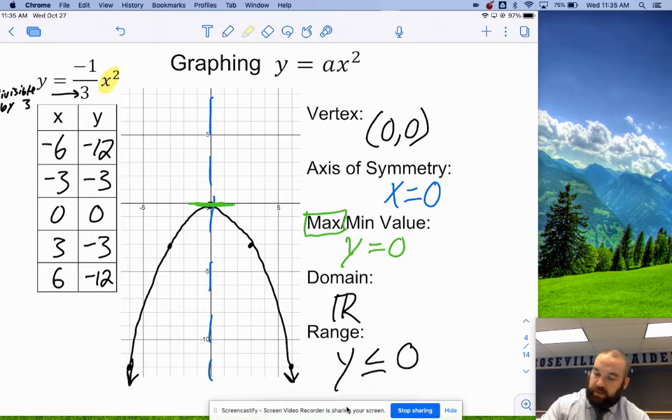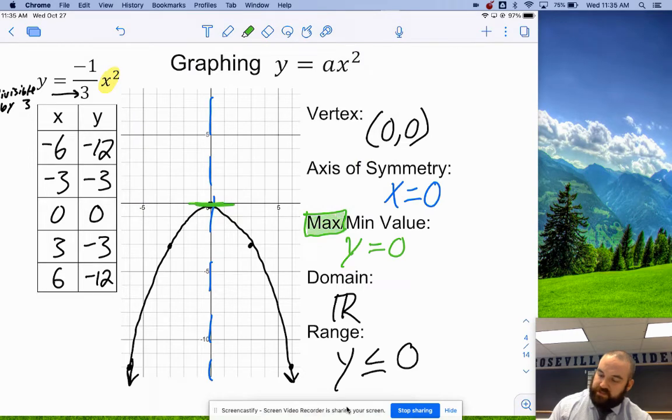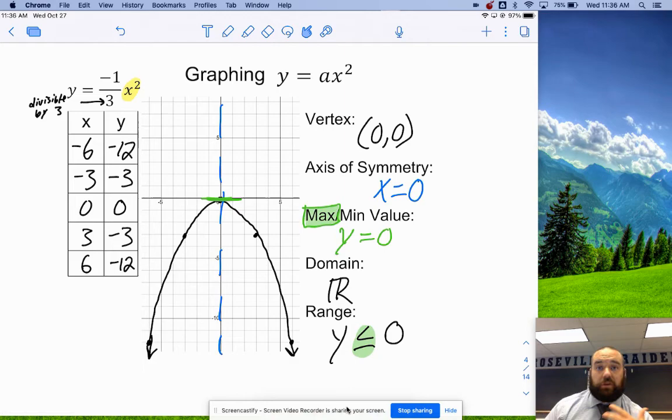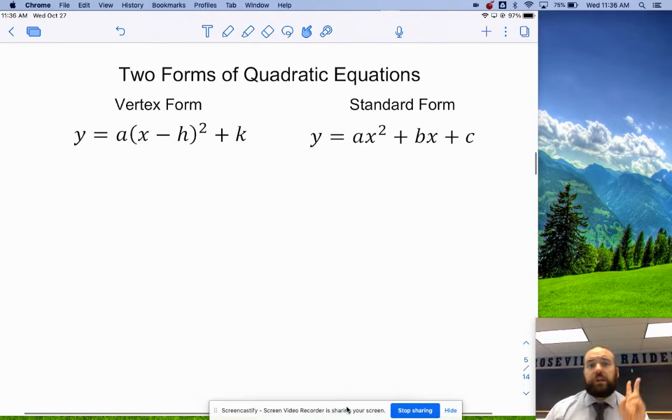Okay, so because my vertex changed to a maximum, that switched my range to y is less than or equal to 0, because it's going down. Okay. So that's how we graph if there's a vertical stretch or an x-axis reflection at the front of the graph. Now, there are two forms of quadratic equations.